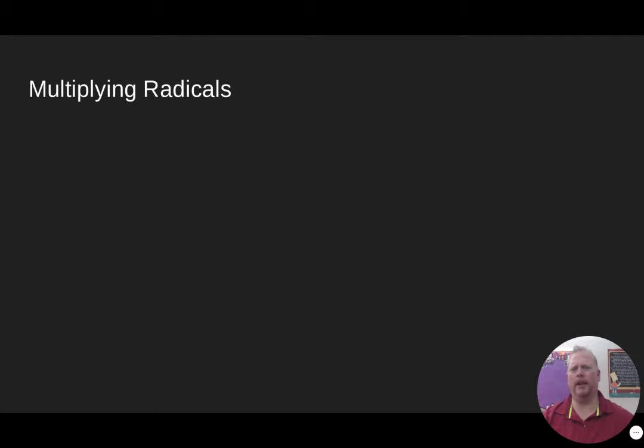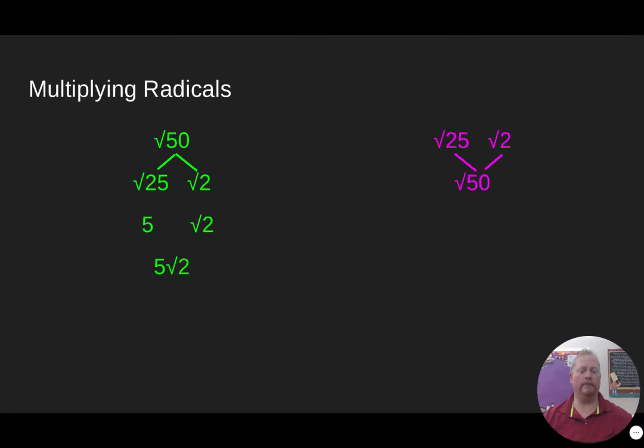So let's talk about multiplying radicals. You remember in the last lesson, we took the square root of 50, and then we split it up into the square root of 25 and the square root of 2. And then, of course, simplified it to 5 times the square root of 2. And that was how we simplified that radical. Well, when we split it up, we divided the 50 into 25 times 2. So the opposite is also true. If I have the square root of 25 times the square root of 2, I can multiply those back together and get the square root of 50.